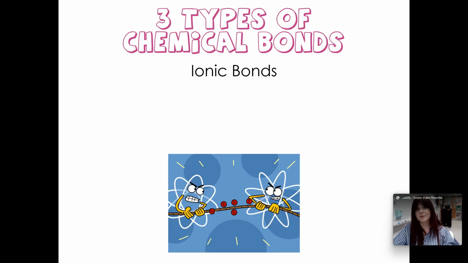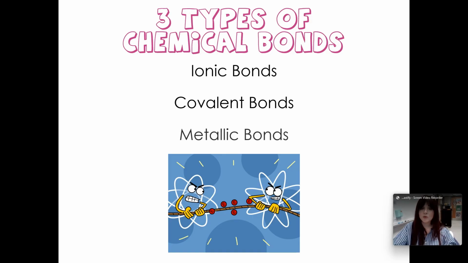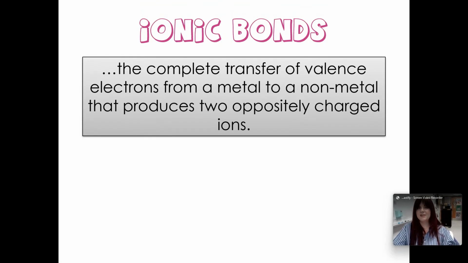There are 3 different types of bonds that we can form. We could form ionic bonds, covalent bonds, or metallic bonds. And again, the type of bond is going to depend on what type of elements are partaking in that particular bond. We're going to focus on ionic bonds first. An ionic bond, there are a lot of definitions right now, I apologize, is the complete transfer of valence electrons from a metal to a nonmetal that produces 2 oppositely charged ions. So an ionic bond is a transfer of valence electrons.